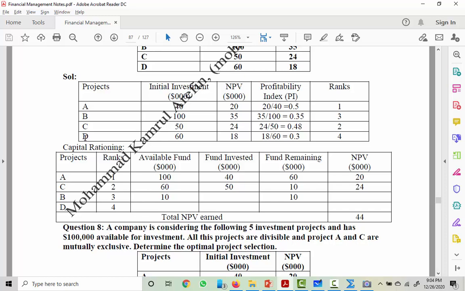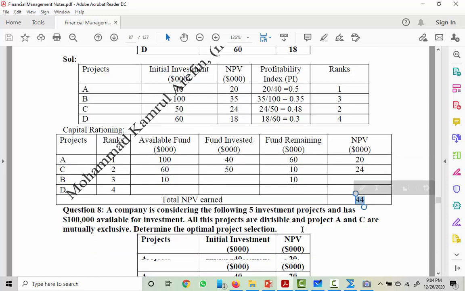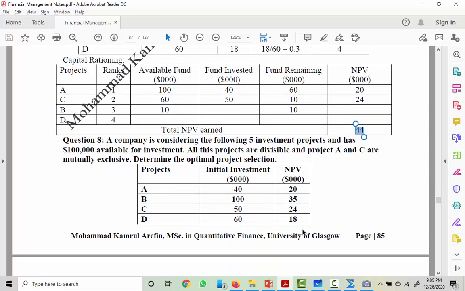Alright. Now let's see if we can invest in project D. Project D needs $60,000. That means we cannot invest in project D also, because we have only $10,000. So that means we need to invest only in project A and C to get $44,000 NPV. Right.